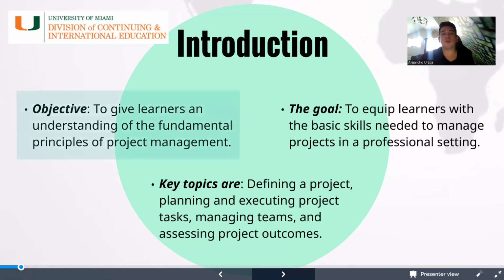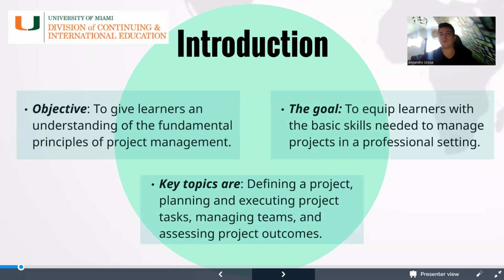The objective of this course is to give learners an understanding of the fundamental principles of project management. The goal is to equip them with the basic skills needed to manage any project in a professional setting. Some key topics are defining a project, planning, and executing a project, among others, and you can read them. So this is another general perspective of what the course is about.